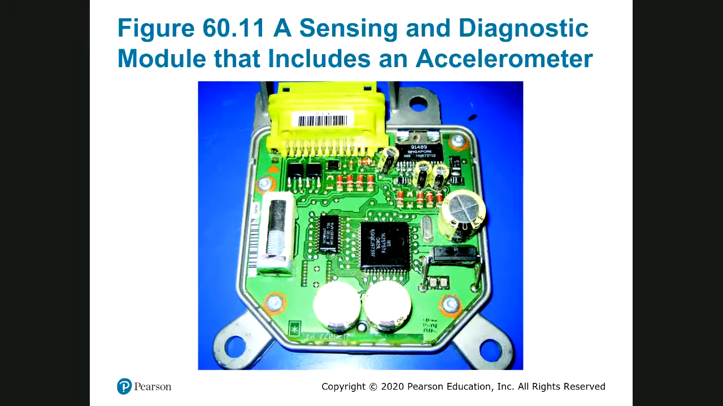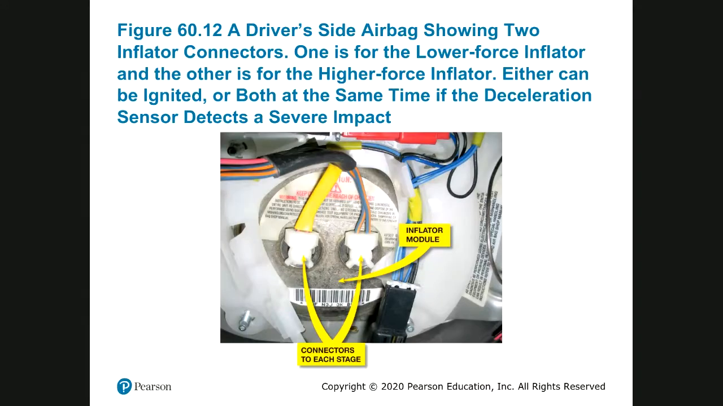All right, let's go here. And we talk about a dual inflator, a dual stage airbag. Here's your driver's side with the dual stage. There's connections to each stage. They're not labeled low stage and high stage, or stage one and stage two. One is for the low end force inflator, and the other is for the higher force inflator. Either can be ignited or both at the same time if the acceleration sensor detects a severe impact. High speed crashes, severe impact, you're going to have both of them detonate at the same time.